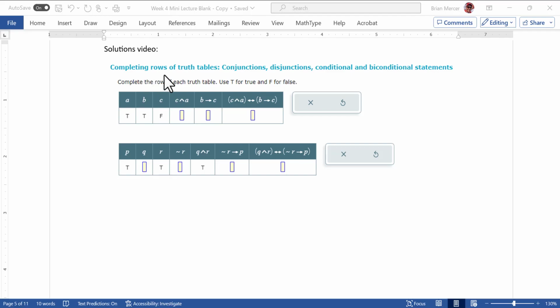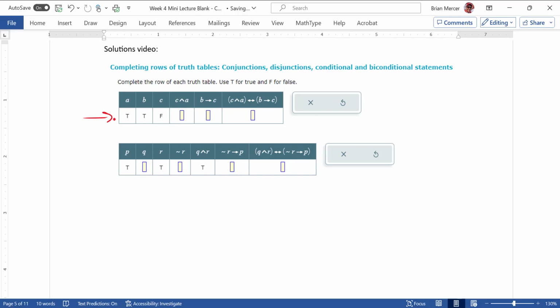This question says we're working on completing rows of truth tables for conjunctions, disjunctions, conditional and biconditional statements. And so this is really building toward a much bigger, more complicated problem. We're just looking at how we do one row. And so this first part, we're looking at this particular row right here.